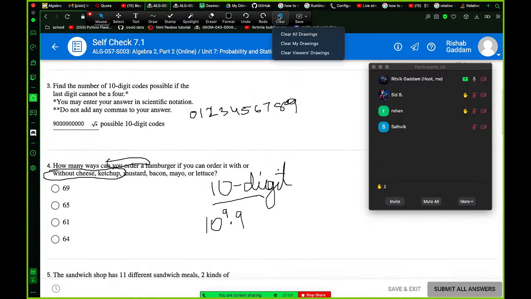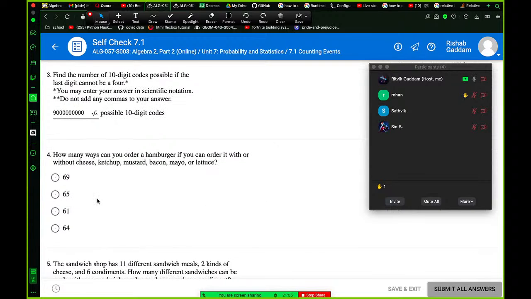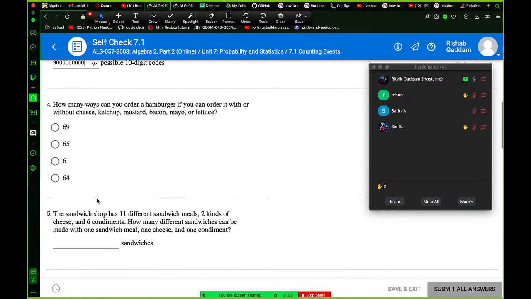Okay, so let me just clear the screen. So number 4, how many ways can you order a hamburger? If you can order with or without cheese, ketchup, mustard, bacon, mayo, or lettuce. So if you want to do this one, then raise your hand in the participants list. And I can see that Rohan and Sid already raised their hand. Seems like Sid wants to do it really bad. So Sid, you can do it.